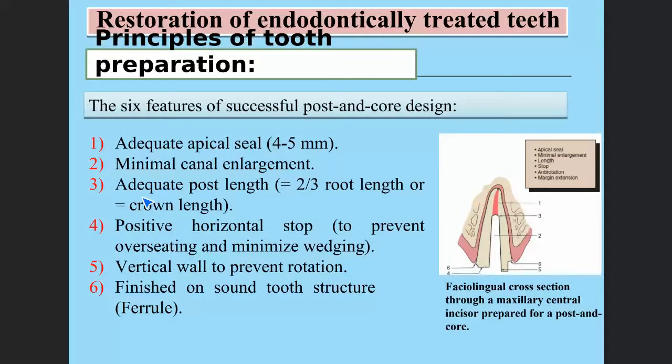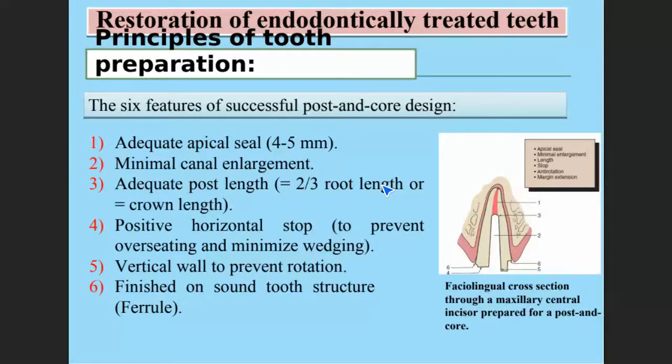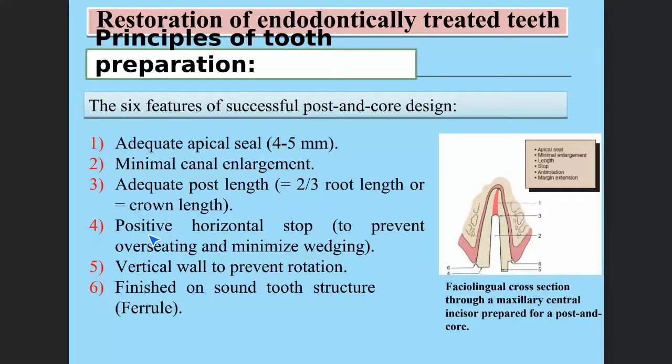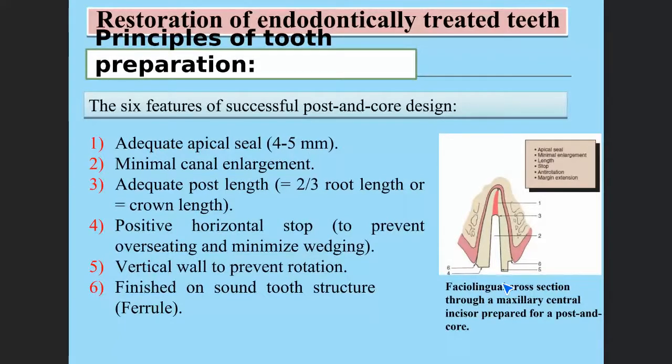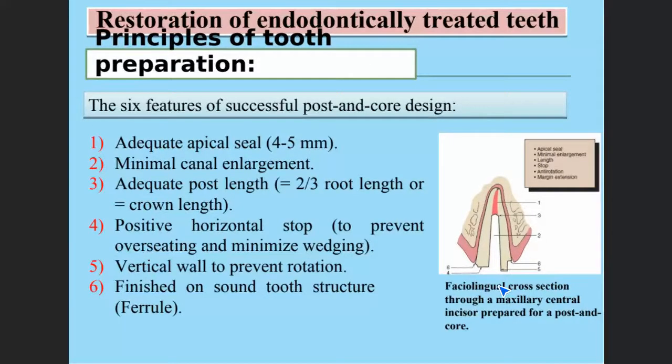Also, you have to make a good or adequate post length during preparation. The post length can be 2/3 of the length of the root, or minimum it should be equal to the crown length. You have to provide a positive horizontal stop here, so it will prevent further insertion of the post and wedging. Also, you provide a vertical wall to prevent rotation. It will act as anti-rotation.